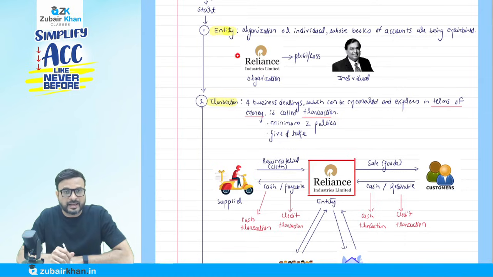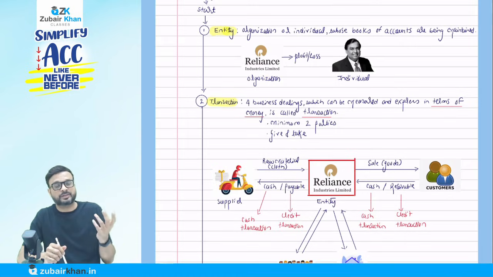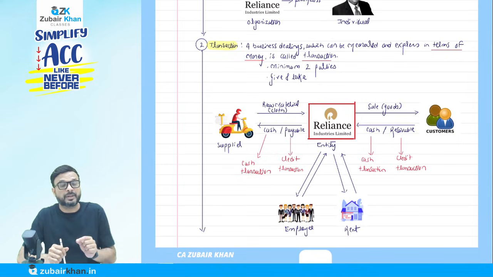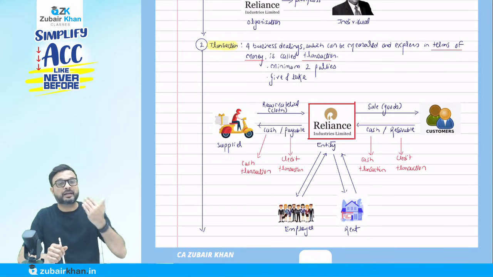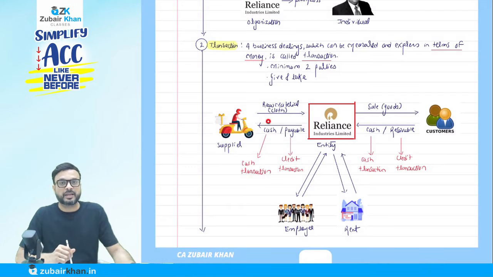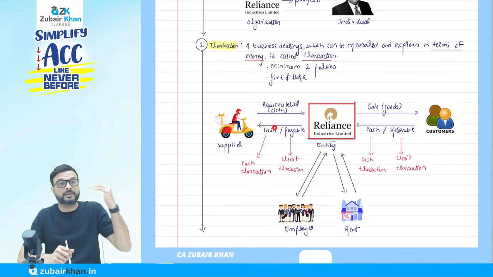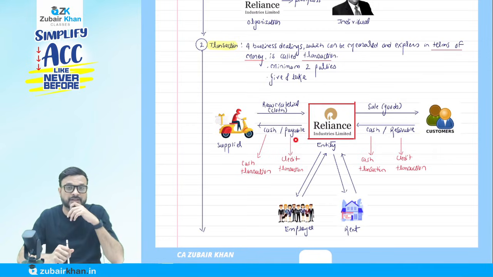For example, Reliance is an entity. So think from the Reliance point of view. What does transaction mean? Minimum how many parties? Two parties. Supplier is one party and Reliance is one party. Give and take. Reliance is receiving some raw material and it might happen he is paying the cash immediately or he will pay later. So that give and take might happen immediately or at a later date. If he is paying the cash immediately, we call it a cash transaction. If he is going to pay later, we call it a credit transaction.